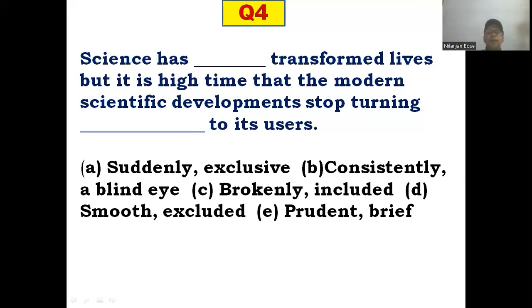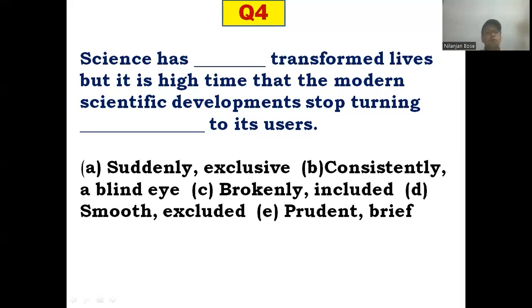Now first blank, इसमें ऐसा कुछ मीनिंग करने की कोशिश की जा रही है कि साइंस ने continuously with a lot of consistency लाइफ को ट्रांसफॉर्म किया, but it is high time that the modern scientific development stop turning dash to its users. ऐसा भी नहीं हो कि इतना भी ट्रांसफॉर्मेशन हो जाए कि आप एकदम अंधा हो जाओ यूजर की तरफ, right? तो इस केस में जो सेकंड ब्लैंक आपका होना चाहिए, ये कहीं ना कहीं एक नेगेटिव कोनोटेशन बता रहे हैं, because stop turning dash to its users, it requires a negative word.